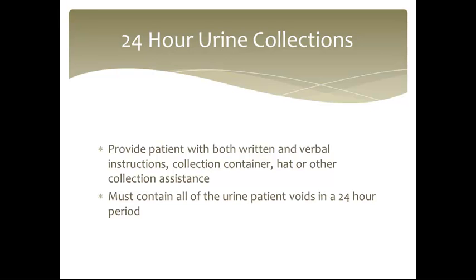For a 24-hour collection, provide the patient with both written and verbal instructions, collection containers, hats, and other collection assistance devices. You must contain all urine the patient voids within a 24-hour period, so instructions are really important. Typical instructions for a 24-hour urine collection are: the patient wakes up in the morning, voids their first urine into the toilet, records the time, collects all the urine for 24 hours after, and refrigerates the specimen in between each urination.